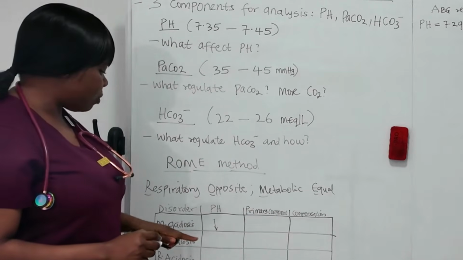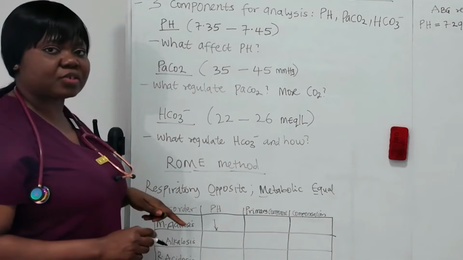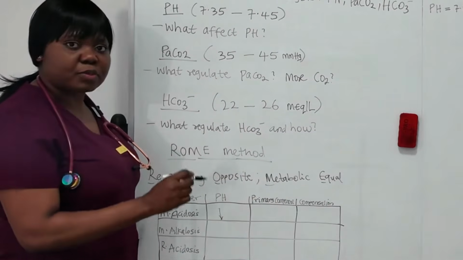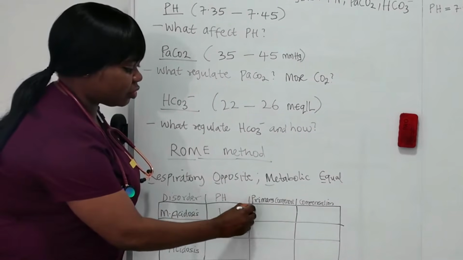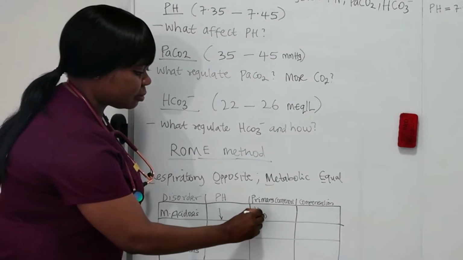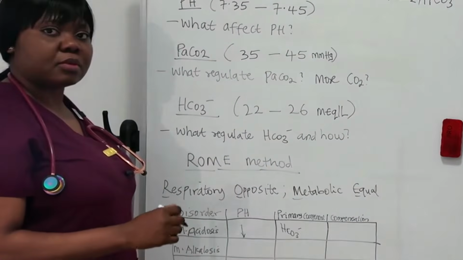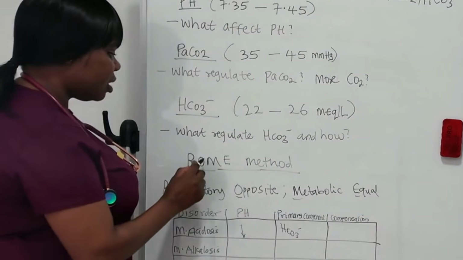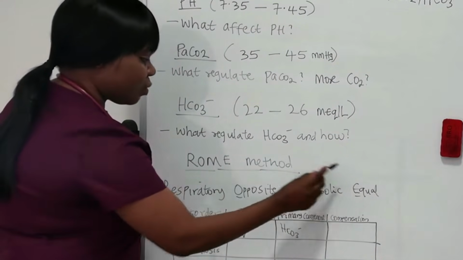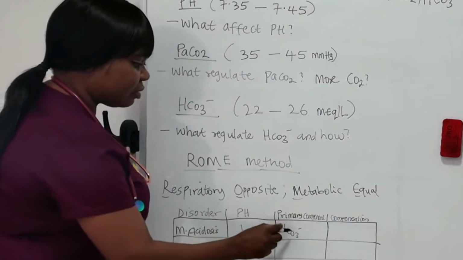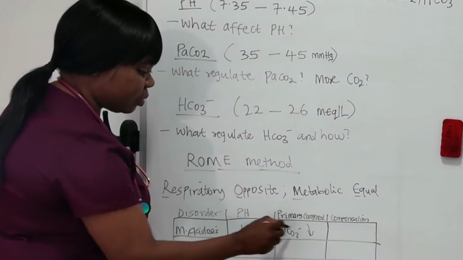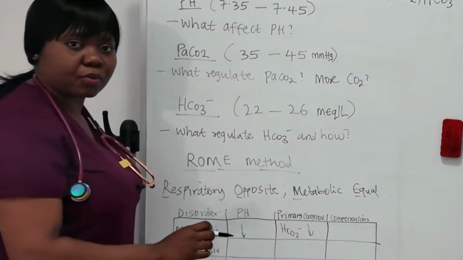And then the primary component, because we are hearing metabolic acidosis, anything metabolic, we are looking at bicarbonate. So the primary component will be HCO3⁻. Now we're saying metabolic acidosis. Remember, with the formula, the metabolic component is equal. So if the pH is down, the metabolic component too will be what? The bicarbonate will be down to make it equal in arrow.